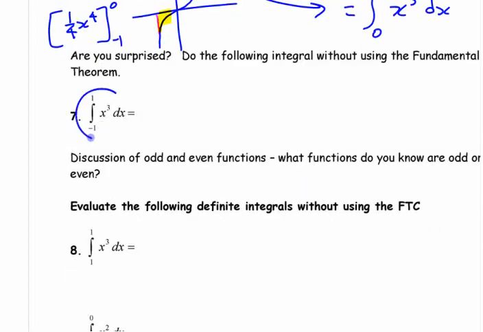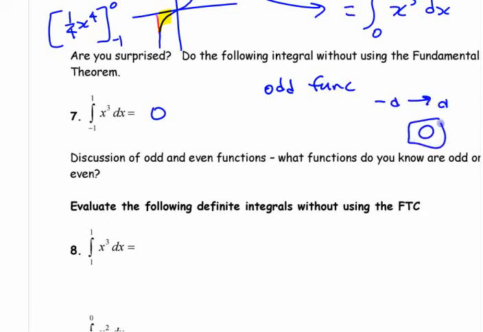What do you predict this is going to be then? You predict that this one is going to be what? This is going to be 0 because of the symmetry, right? If you have an odd function and you go from negative a to a, it should be 0, right? If you have an odd function. If you have an even function, it should be twice the value.